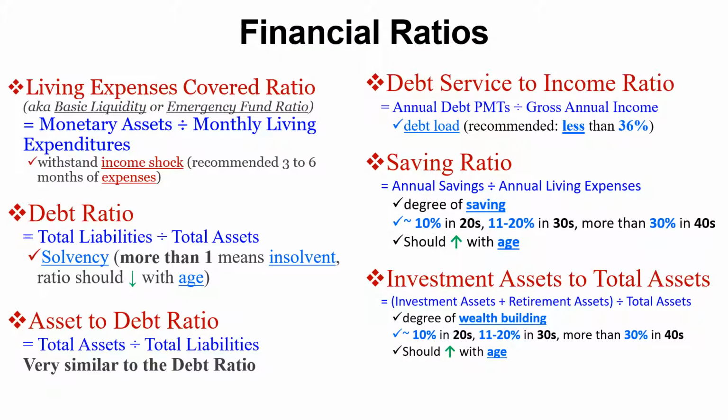With an organized financial statement, we can analyze one's financial health using financial ratios. We learned the living expense cover ratio, which measures how many months you can live without income. The debt ratio and asset to debt ratio measure your solvency. The debt service to income ratio measures whether you are having a heavy debt load. Saving ratios measure your degree of saving. Investment assets to total assets measures your degree of wealth building.